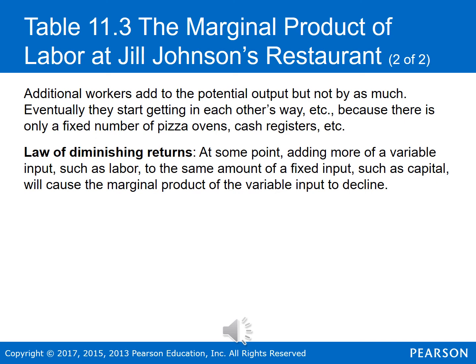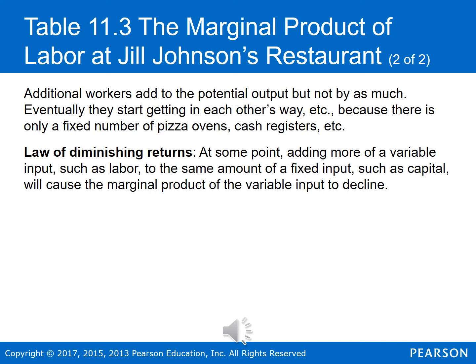We see as we hire more and more workers, they're not increasing the potential output by as much as the initial early on workers. Eventually, you start getting in each other's way. There's only so many pizza ovens there, so you can only cook so many pizzas at the same time. There's only so many cash registers, only so many things to do. So once you get enough workers to actually run everything, you're going to see them producing less and less because of these additional workers that are coming.